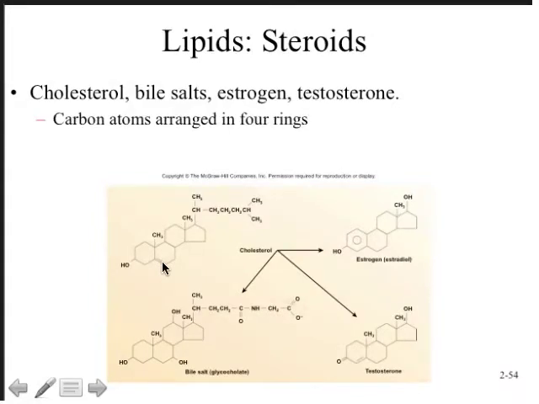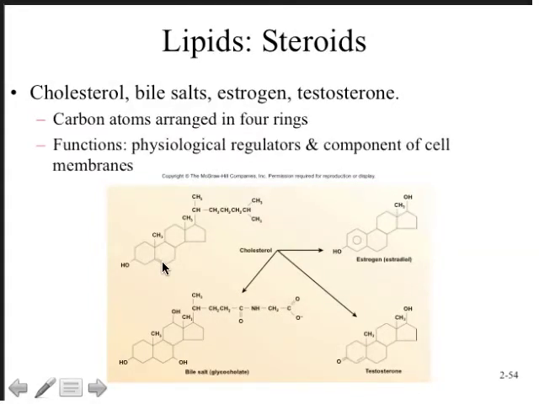The carbon atoms in these rings are very hydrophobic. As a result, it's very easy for these molecules to cross cell membranes and affect the function of the cell on the cytoplasmic side. They're physiological regulators of body function, and they're also a structural component of cell membranes, especially in the context of cholesterol, which you can see here.